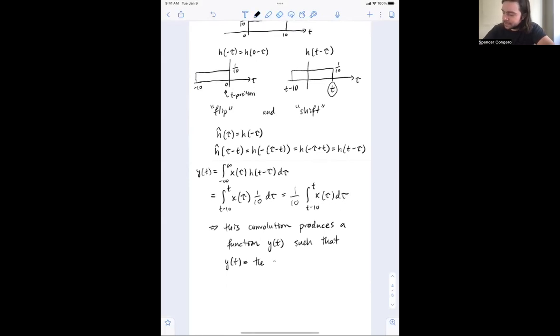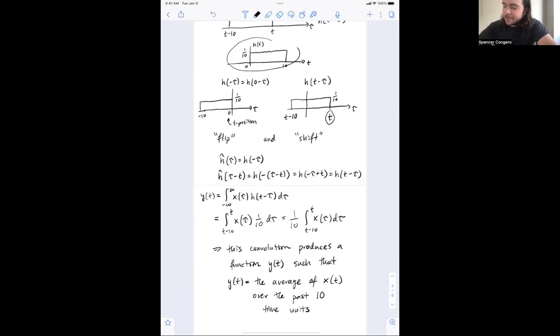Y of t equals the average of x of t over the past 10 time units. So that's what convolving with this particular impulse response is doing. It's just producing a new signal where at any point in time, the value you get is the average of your input signal over the past 10 time units.